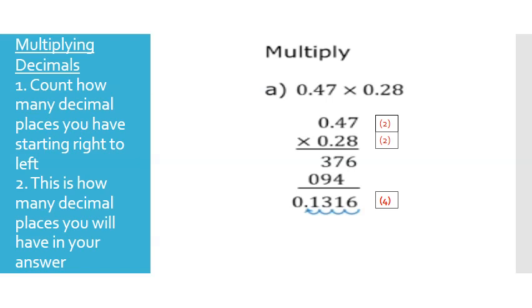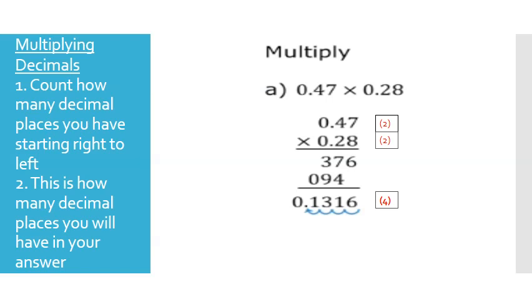Then when you take the 2, you times that by the 7, that's 14. You bring down the 4, you carry the 1. 2 times 4 is 8, plus 1 is 9. 2 times 0 is 0, so they did bring down the 0 there. You don't have to, but you can. It doesn't make any difference. Then we're going to do the addition. 376 plus 940 equals 1316. So that is your answer.